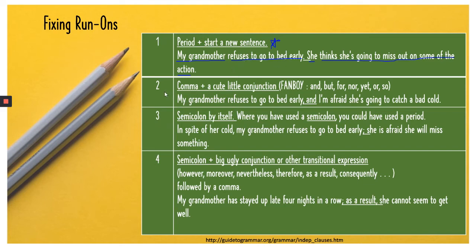The second way that we can fix a run-on sentence is by adding a comma and a cute little conjunction. These are those fanboy words. Remember, you have the words for, and, nor, but, or, yet, and so. Those are your fanboys.